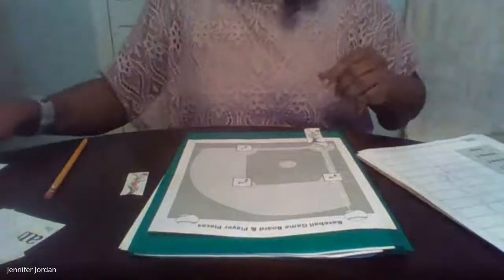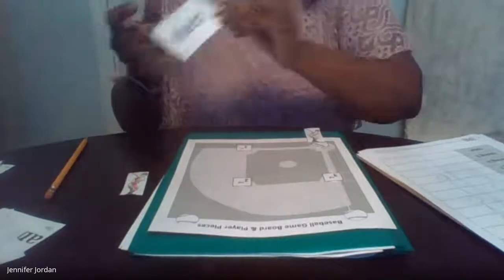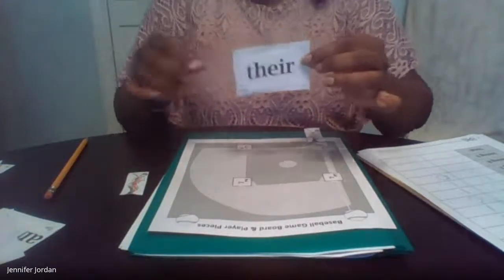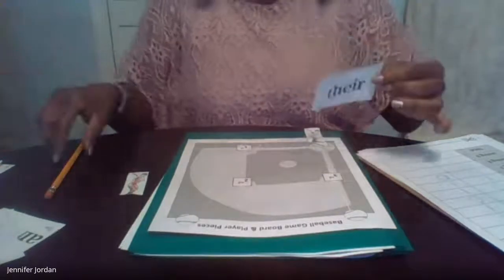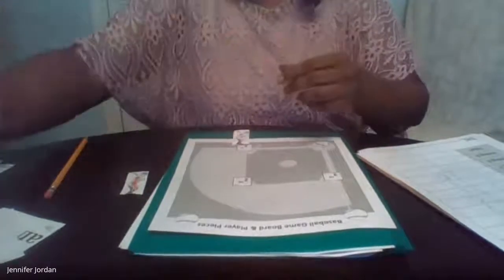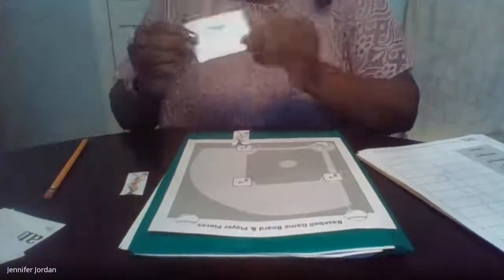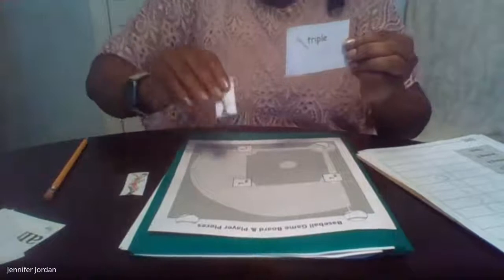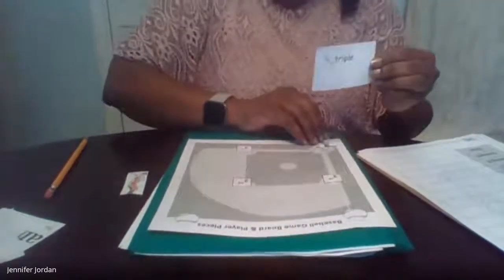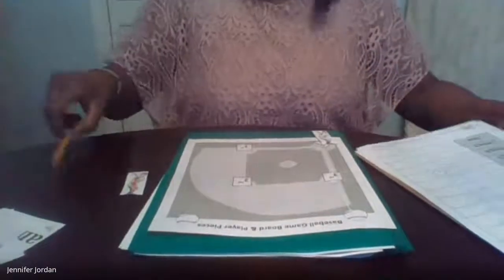And let's see what the white team does. White team, the word is there. Okay? And that is a single, so they go to first base. All right. They're still up to bat. And now the word is made. I made a cake. And that is a triple, so they score first base, go from first to second, third, and that is a home run. So they have scored another point.